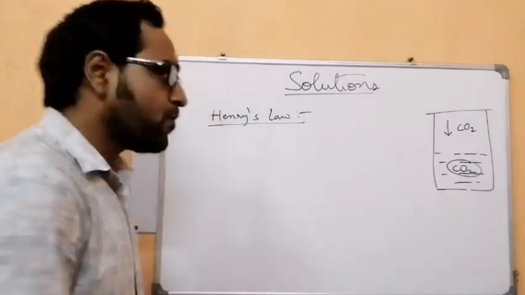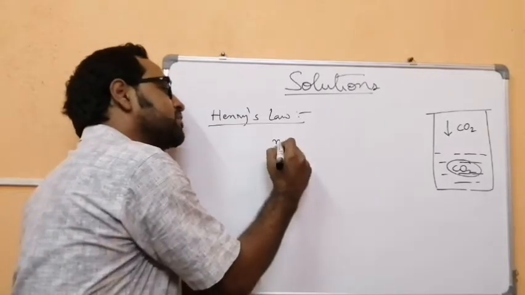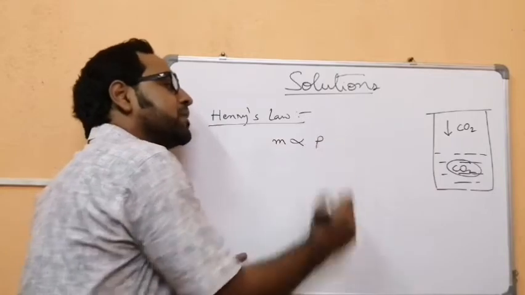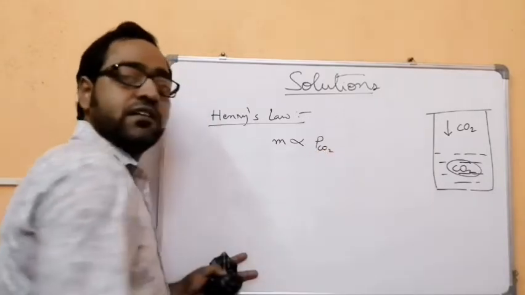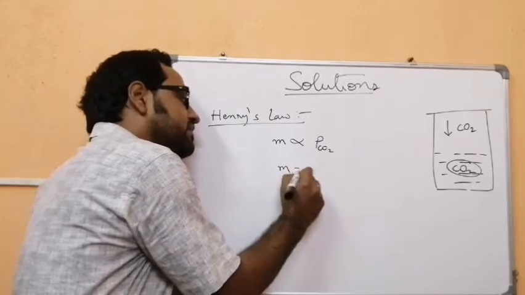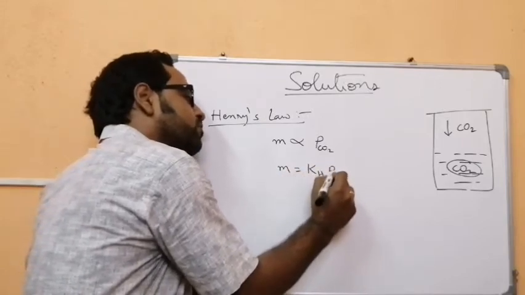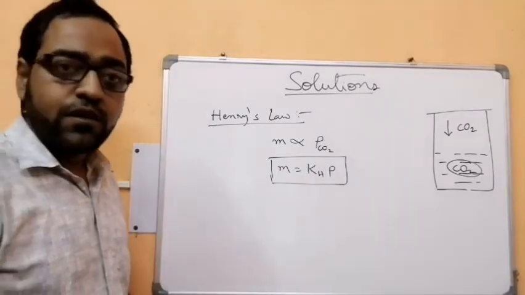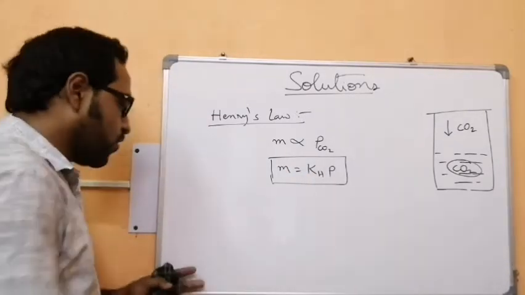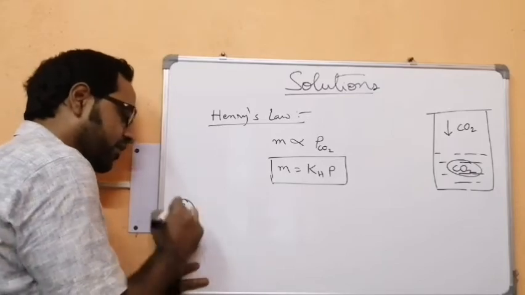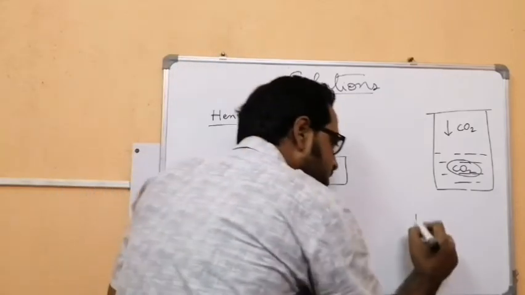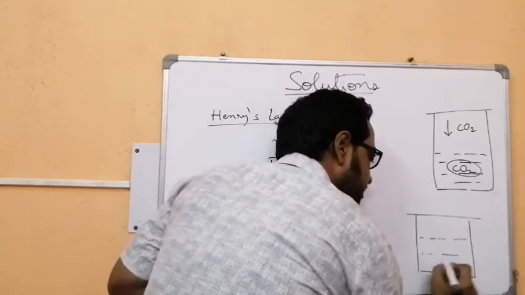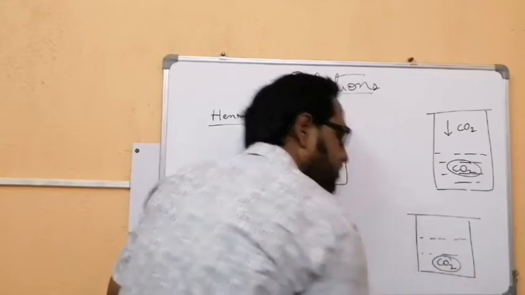This is one form of Henry's law, and the mathematical expression is: the amount of gas, the mass M, is directly proportional to the pressure of the gas, and M is equal to Kh into P. This is one form of Henry's law. Now the most popular form of Henry's law is the second one, where the concept is almost the same.